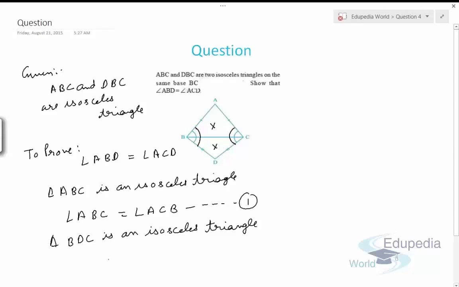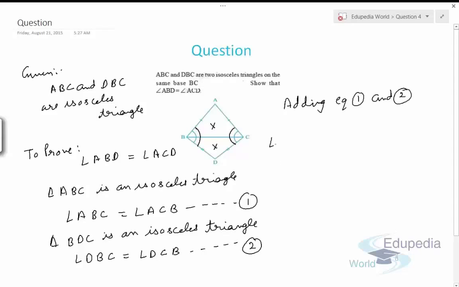Okay, then we can say that angle DBC equals angle DCB. Let it be the second equation. What we can do is add these two equations, equation 1 and 2. So we can say that angle ABC plus angle DBC equals angle ACB plus angle DCB. So we added equation 1 and equation 2.